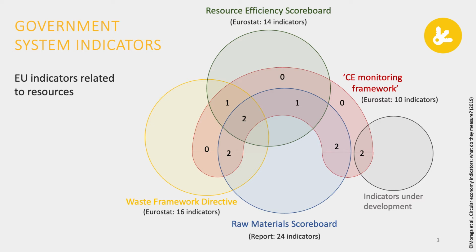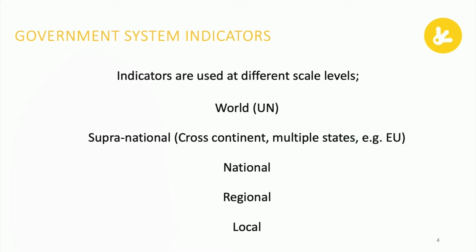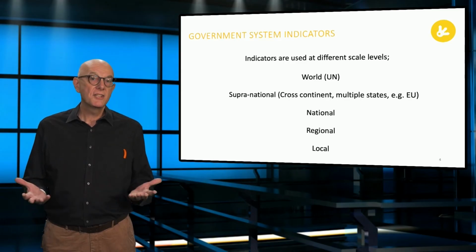The EU indicators, which are related to resources, link to regulations or directives, scoreboards or frameworks. In this model, you can see the interaction of the indicators from the Circular Economy Monitoring Framework and other European directives. Governmental indicators can be set based on geographical dimensions. The biggest is global, and the local could be a district in a city.